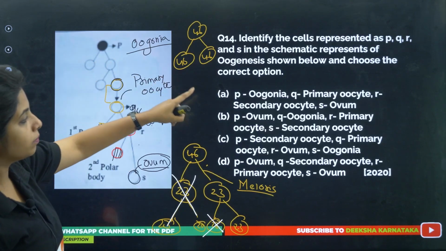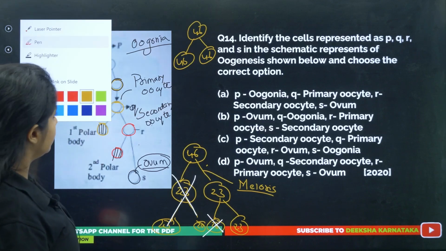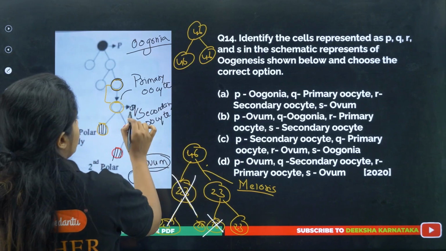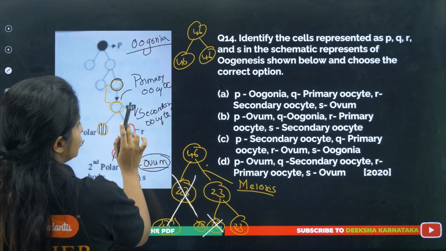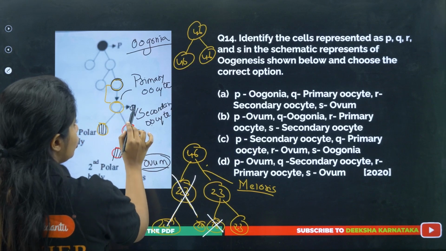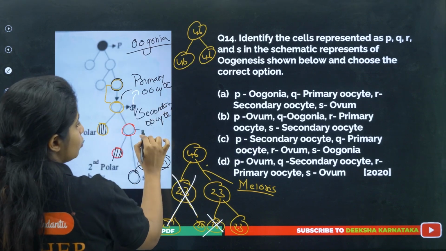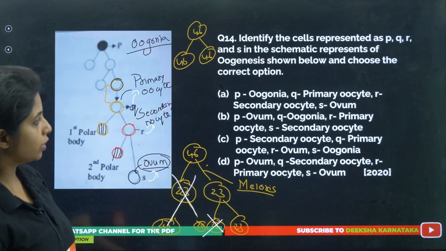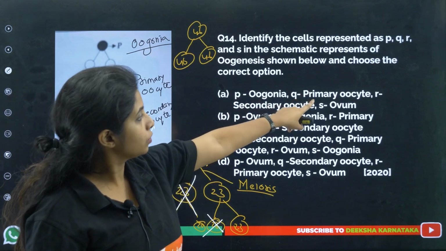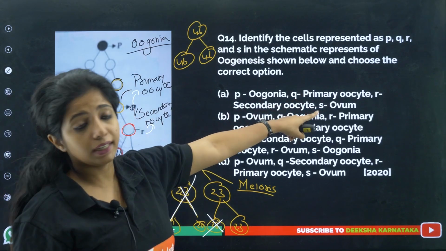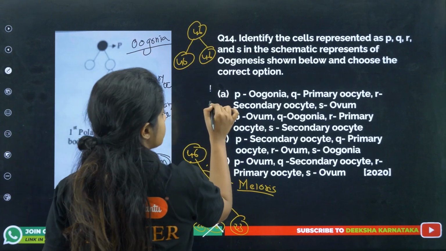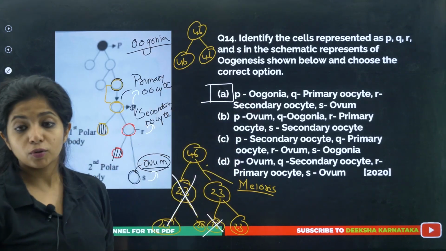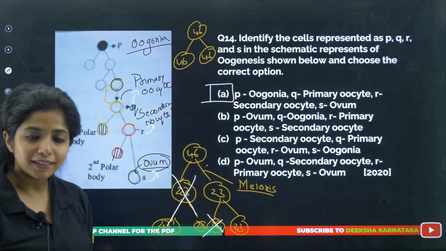So P is oogonia, and you have your Q as primary oocyte, R as secondary oocyte, and S as ovum. So let's see, P oogonia, Q primary oocyte, R secondary oocyte, and S as ovum. So this becomes the correct answer. This came in 2020, my dear children.